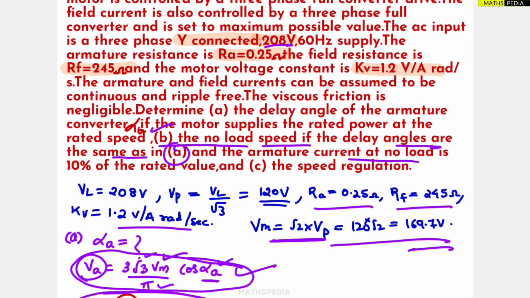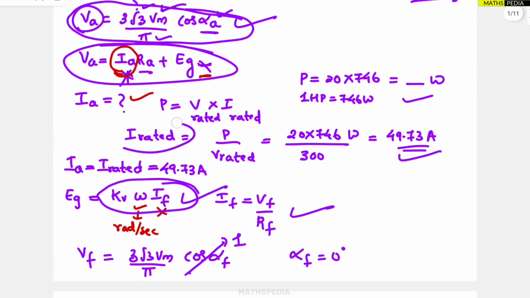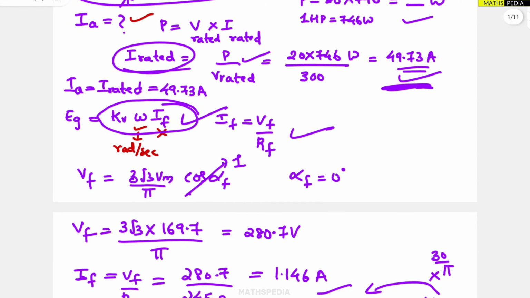And the armature current at no load is 10% of the rated value. So we have to take 10% of the rated value, that means whatever rated value we found out by using the power formula. This 10% we have to take. Okay, so let us go for the no load speed.